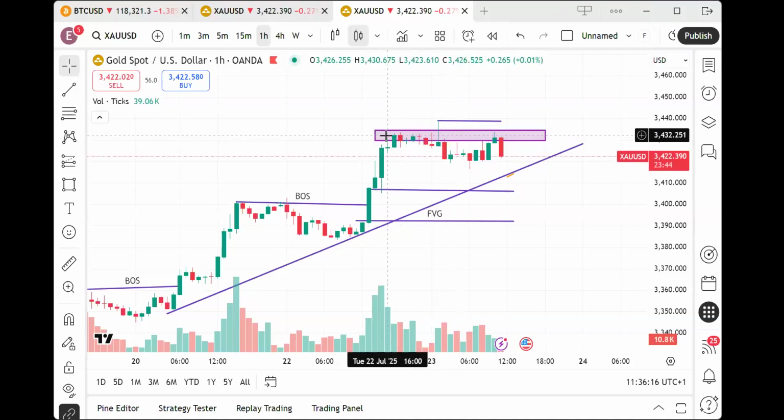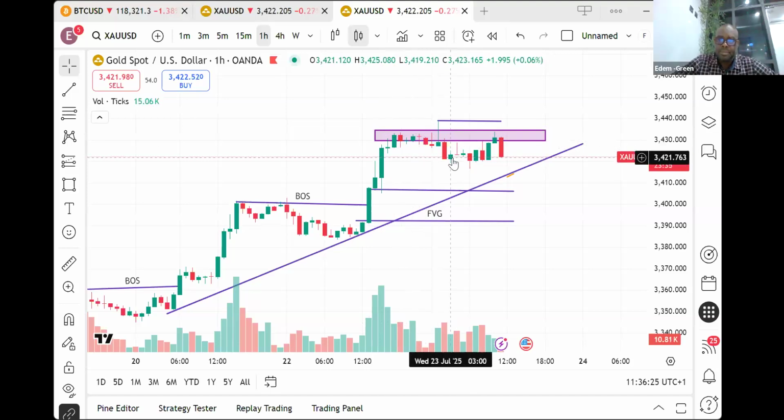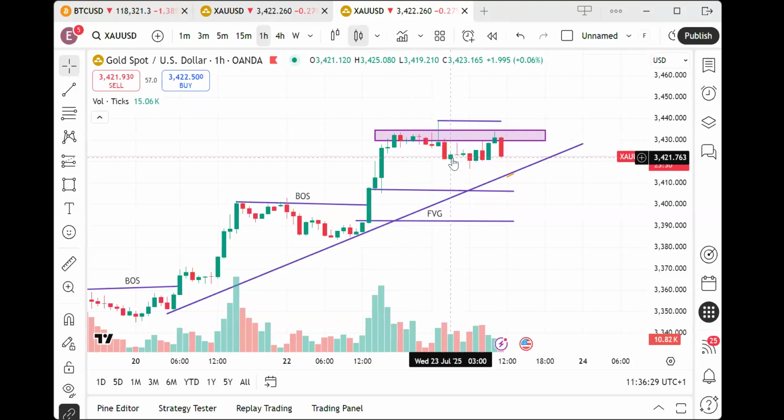Price came back and tapped into the previous block that created this drop. This is like mitigation. Price came back to mitigate, and you can see where the sell commenced from. We could have taken that sell, but I didn't want us to break your flow. I'm sure some people saw it and they would have taken it.